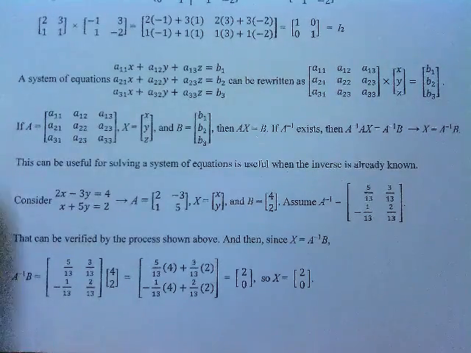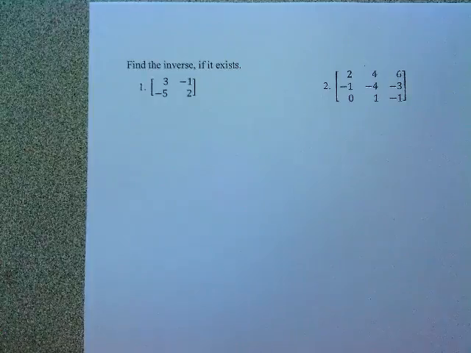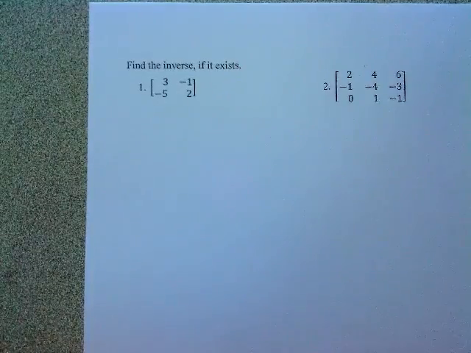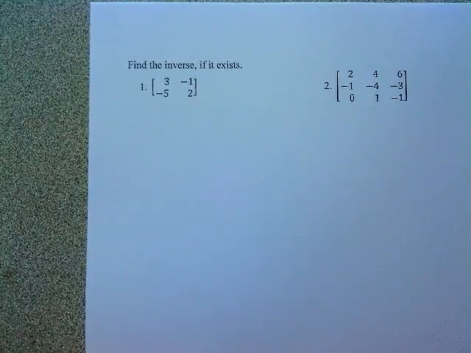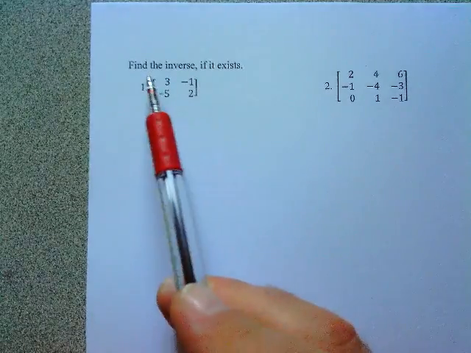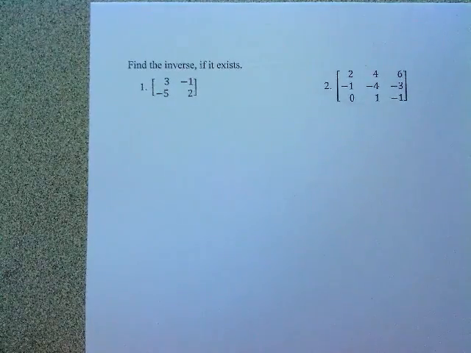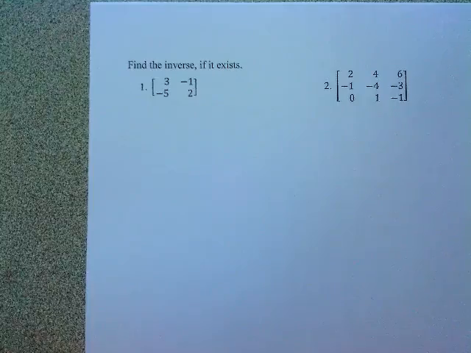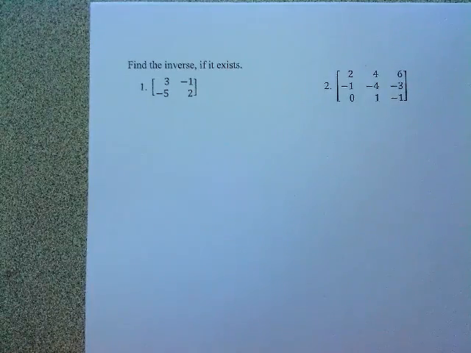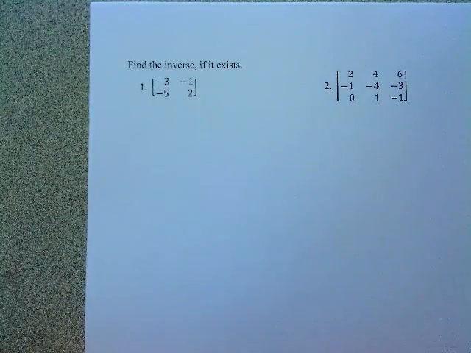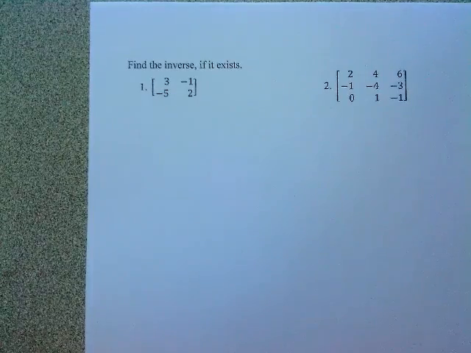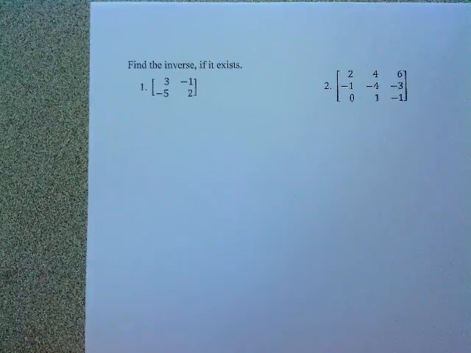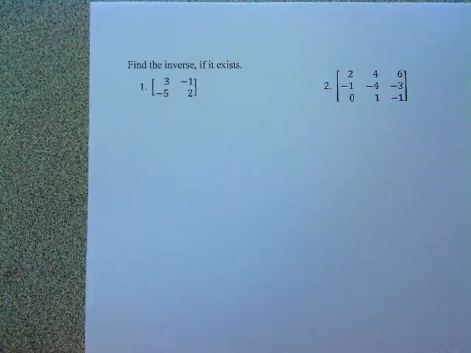Let's look at some examples. Now, generally speaking, you'll see it written in this form, find the inverse if it exists. In these particular cases, these will exist, but it is not automatic that an inverse always exists, because of the process that we're going through.